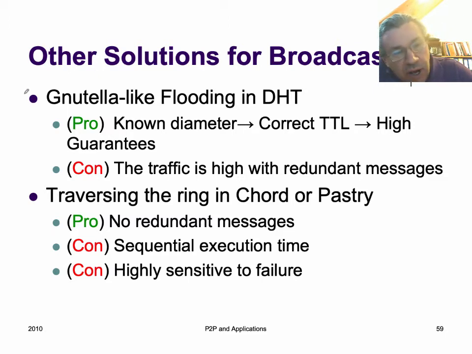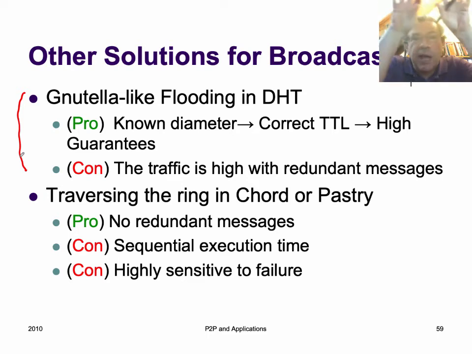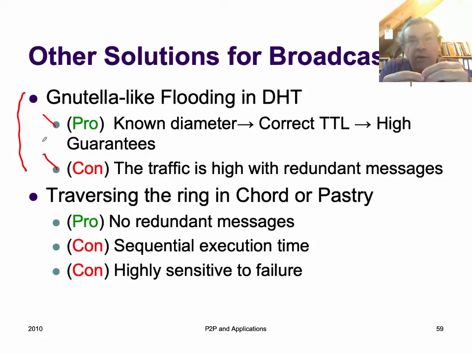Well, we can try naive solutions. Let's say we do flooding. We use this tree and we just flood it. The pro of this is that we will have a high guarantee. We will reach all the nodes, but we will have a lot of redundant messages. Because of the sparsity, nodes will receive many messages redundantly.